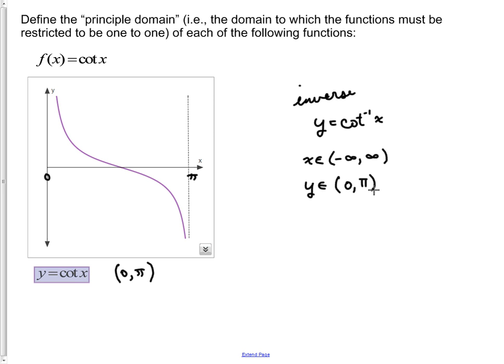And so our angles, if we had an inverse cotangent function, would be in the first and second quadrants, kind of similar to cosine. Okay, more video stuff to come.